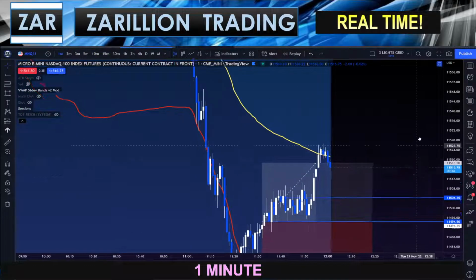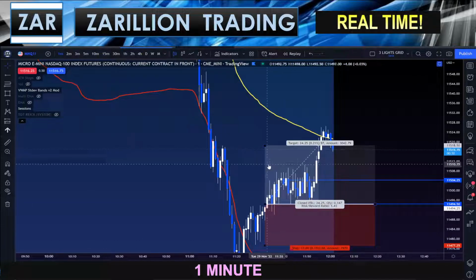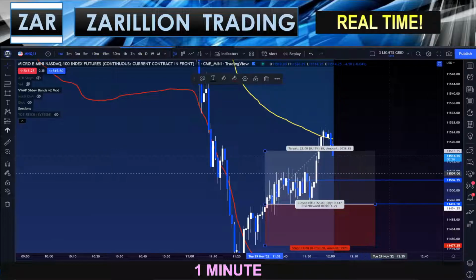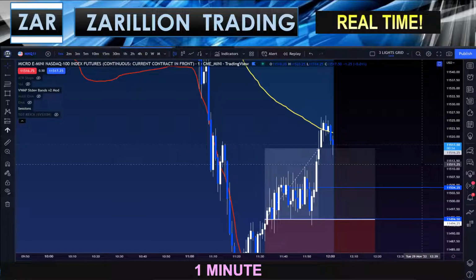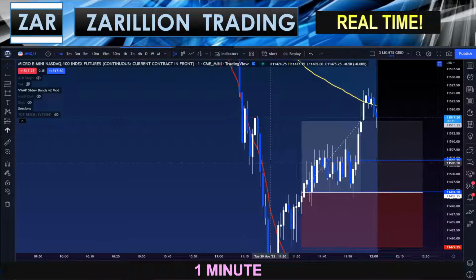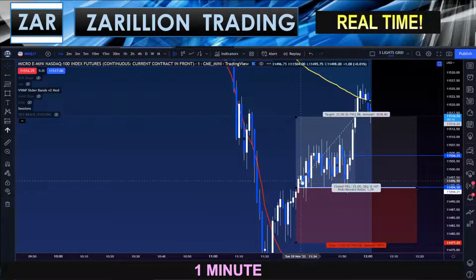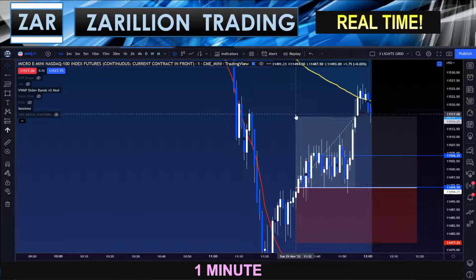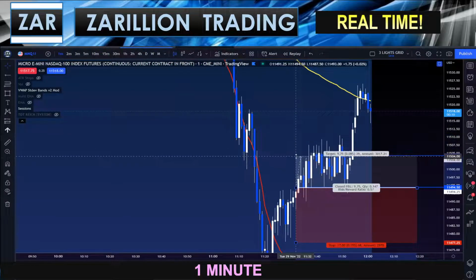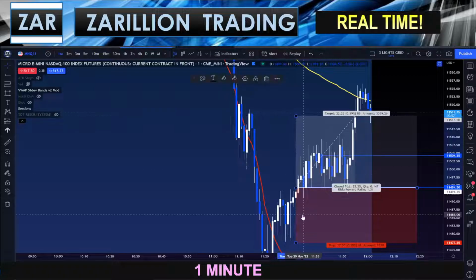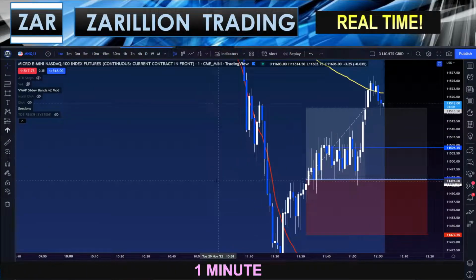Waiting for it to take me out of my orders. 22 points. Need a little bit of a pullback, and there, out at 22 points. Nice win. So that's a 22-point win on the first position. And it's about 10 points on the second position. The first position was twice the size of the second position. And so that's a really nice trade, a nice big win.